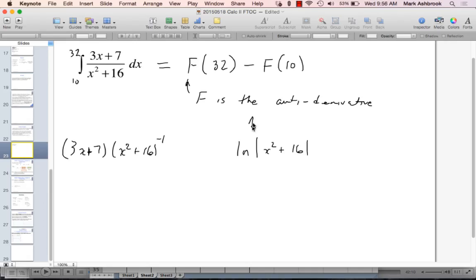Okay, so this is an attempt. And so then what do we do? We check it. And when we check it, what do we get? 1 over x squared plus 16 times 2x. Okay, is that exactly this? Is it close enough that we could adjust this attempt? We got a problem here. What's the problem?